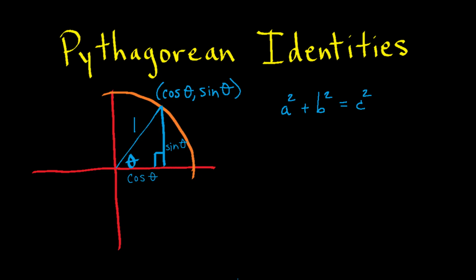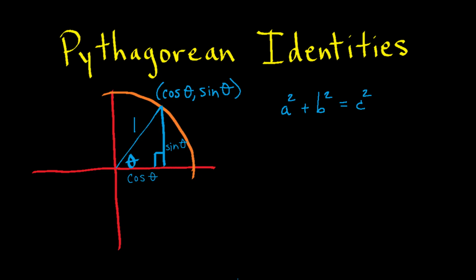In this video, I'm going to derive the three main Pythagorean identities. Beginning with an angle theta in standard position, we can draw a right triangle. We can label the legs cosine theta and sine theta. Because the radius on a unit circle is length 1, we can label the hypotenuse length 1.